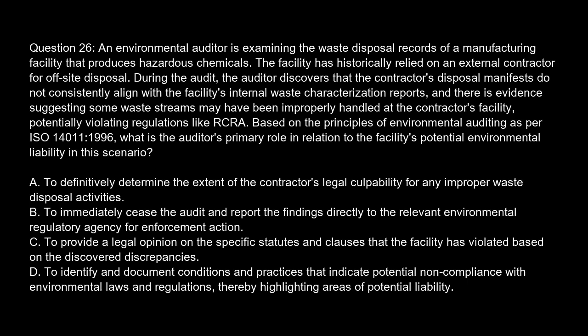Option A. To definitively determine the extent of the contractor's legal culpability for any improper waste disposal activities. Option B. To immediately cease the audit and report the findings directly to the relevant environmental regulatory agency for enforcement action. Option C. To provide a legal opinion on the specific statutes and clauses that the facility has violated based on the discovered discrepancies. Option D. To identify and document conditions and practices that indicate potential noncompliance with environmental laws and regulations, thereby highlighting areas of potential liability.